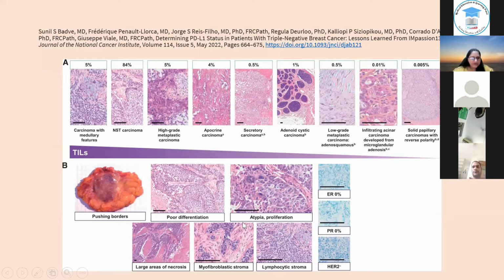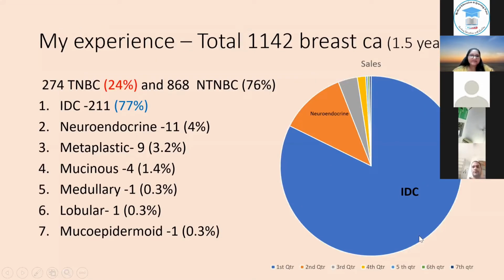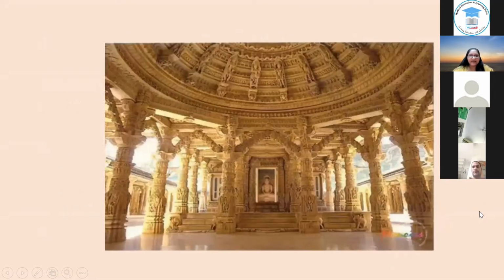So some more features about TNBC. On gross, they have pushing borders, poor differentiation, high grade, as I told, high degree of atypia, necrosis, and lymphocytic stroma, and they are ER/PR HER2 negative. Okay, so this is the same experience as I told you. So these are the morphological types I saw in my study.